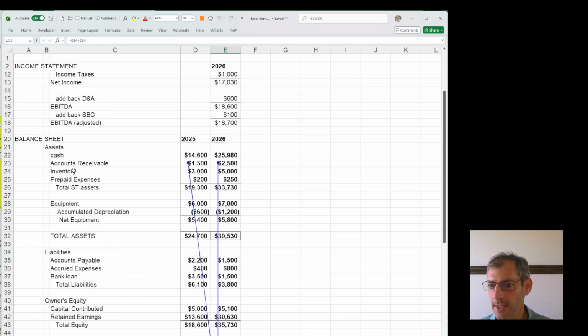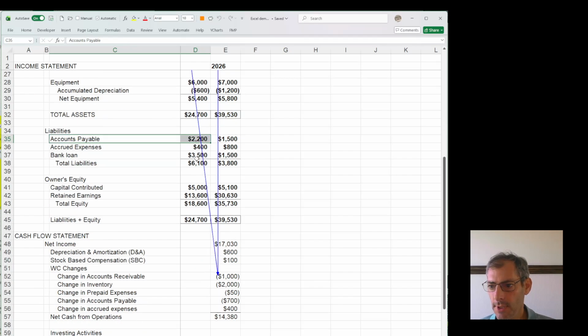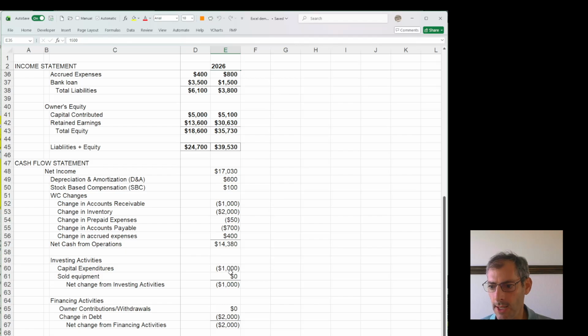So all these items that are in short-term assets or short-term liabilities, whatever the change is, we have to adjust for. When you're looking at the liabilities, the accounts payable, it's the opposite, right? It fell by $1,500. So this is money that we had to pay out. We owed somebody $2,200. Now we only owe them $1,500. Well, that's because we paid them $700, right? And you're going to see that here, $700 coming out.